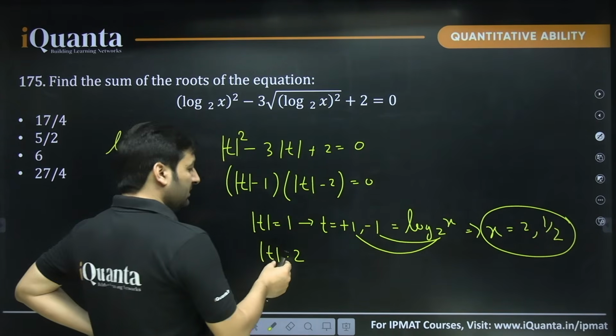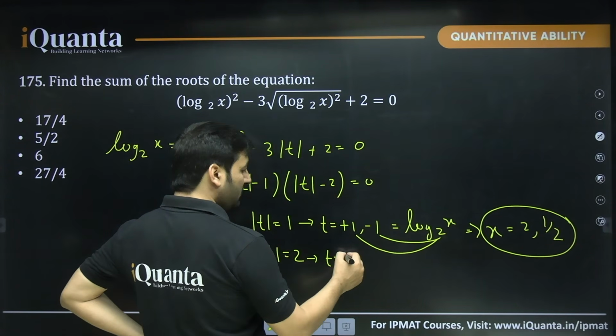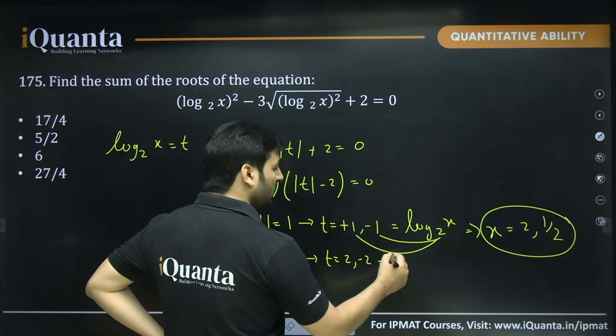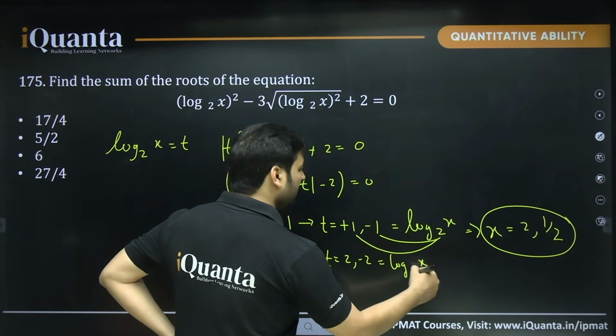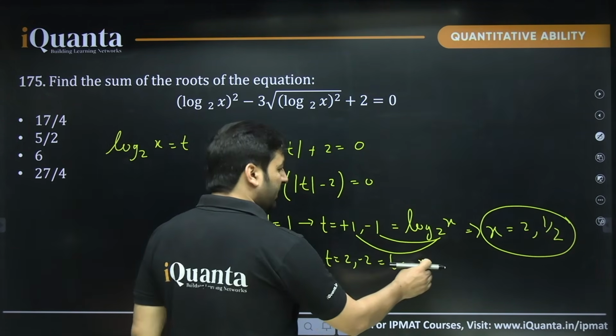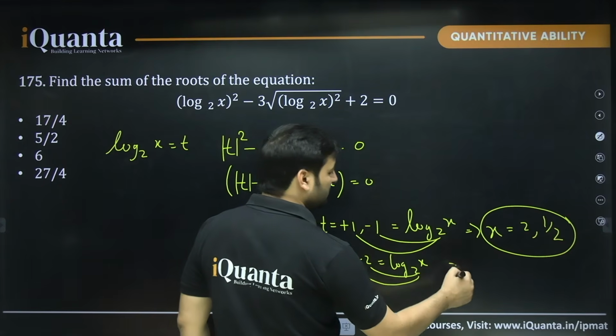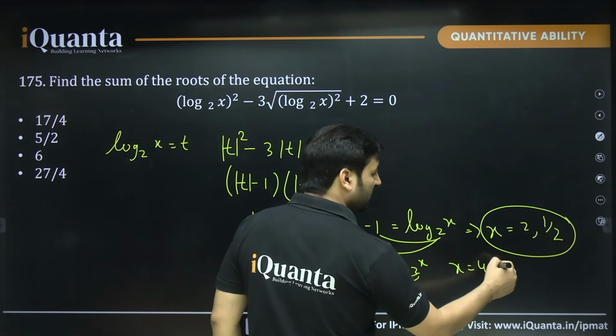What about this? Mod t equals 2. That means t can be plus 2 or minus 2. What was t? T was log x base 2. We have to find out the value of x, right? Roots means we have to find out the value of x. So if log x base 2 is 2 or minus 2, x can be 2 to the power 2 or 2 to the power minus 2. So x can be 4 or 2 to the power minus 2 is 1 by 4.